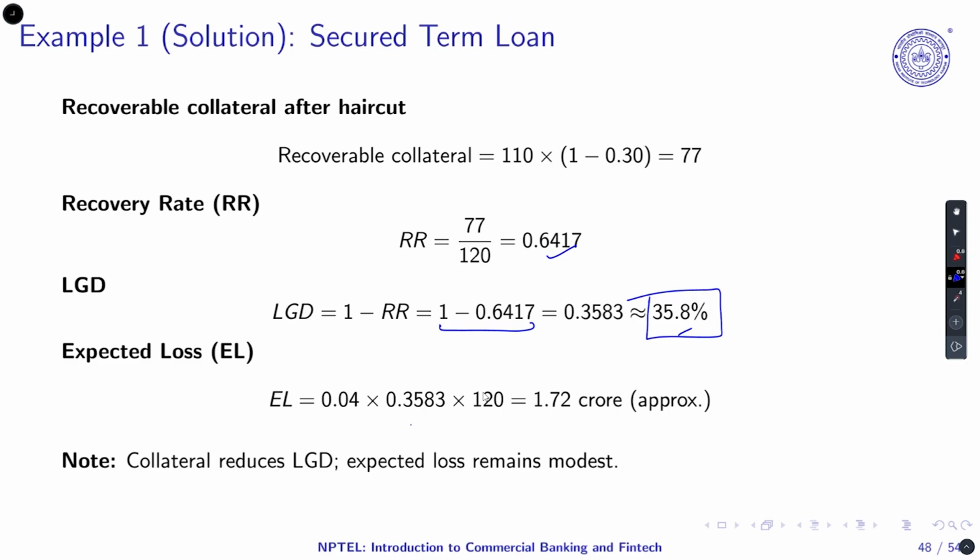1.72 crore approximately, which means that collateral reduces the loss given default, because here you can see it is coming out to be 0.64, 1 minus 0.64, so it is coming out to be just 0.358, and this is what the expected loss. It also moderates the expected loss, and this is very, very important to understand.